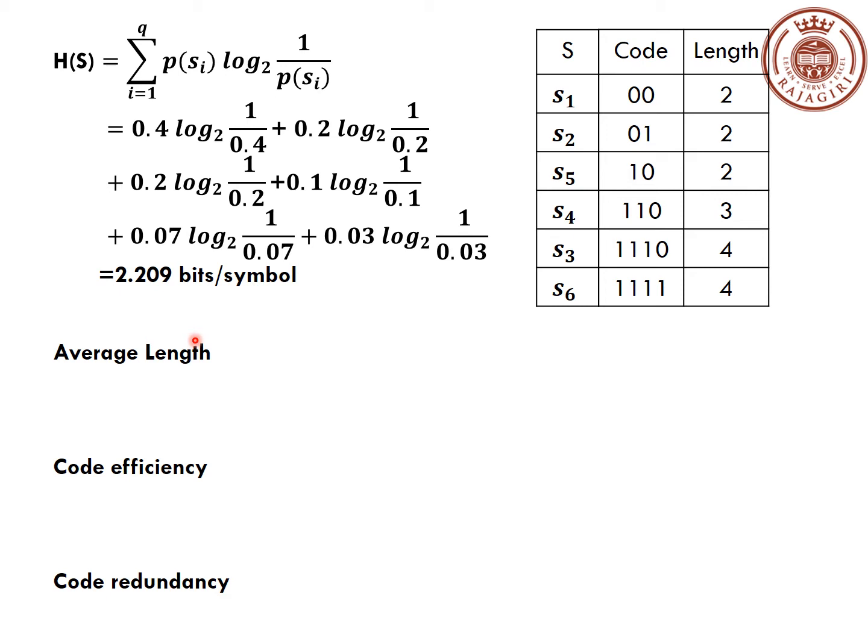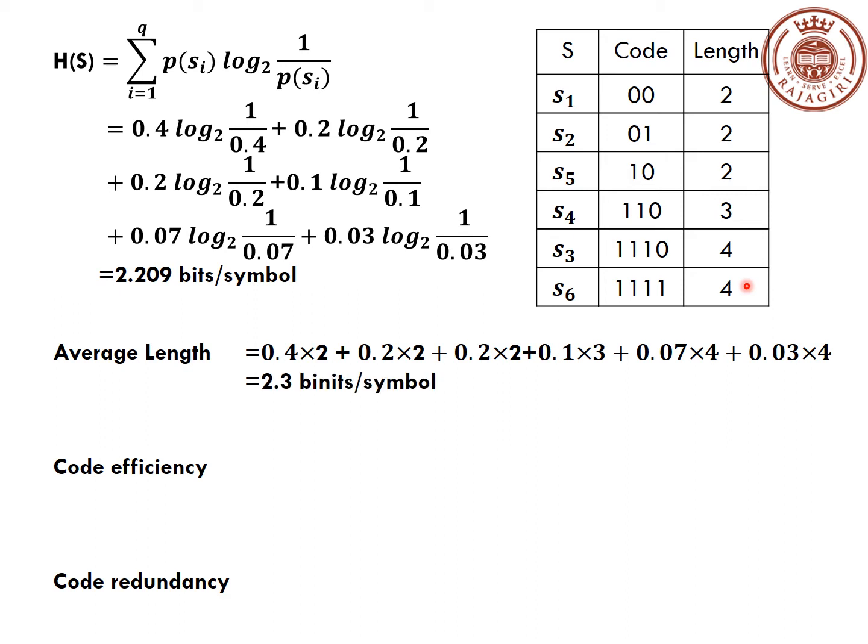Now this is the table that we have constructed after the Shannon-Fano encoding algorithm. The average length of the given scheme is given by L = sigma i = 1 to q, p(si) into li. So we multiply the probability and length of each and every symbol and we add them up. The probability of S1 is 0.4, that into 2, plus 0.2 into 2, plus 0.2 into 2, plus 0.1 into 3, plus 0.07 into 4, and 0.03 into 4. You find out the lengths of each and every symbol, multiply by their corresponding probabilities, and what you get is called the average length. Its value is 2.3 bits per symbol.